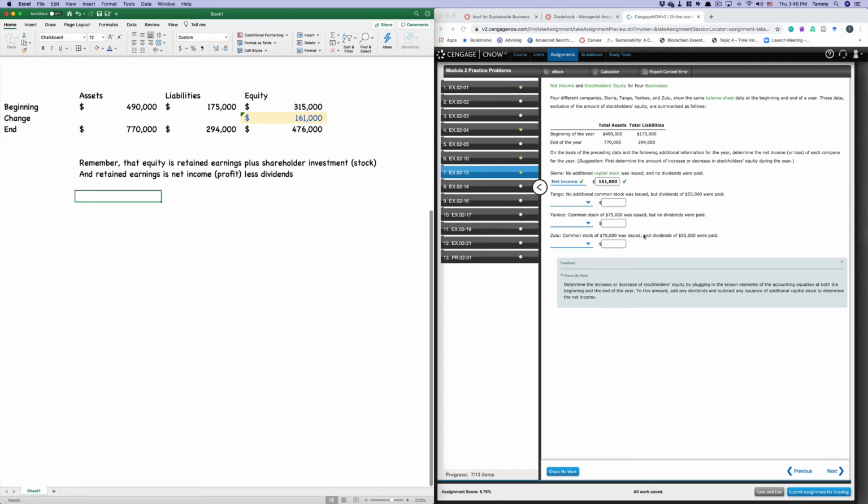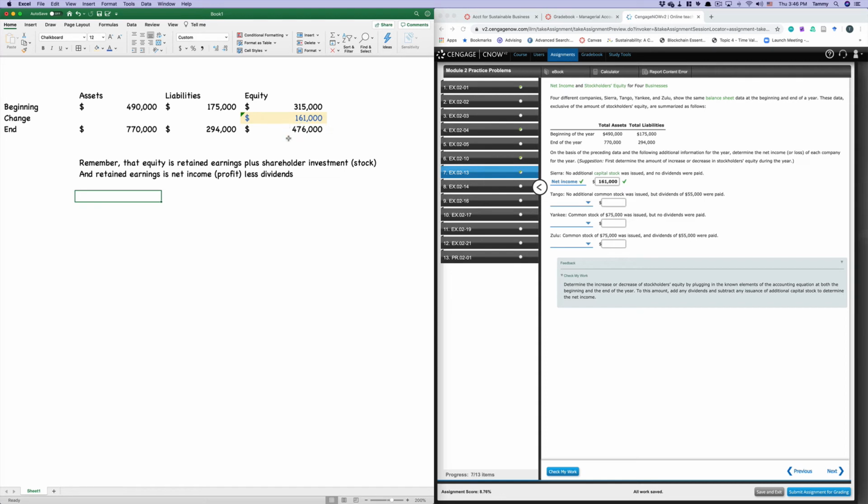So this practice problem, and again, I'm not going to solve them out for you any further, but this practice problem is designed to have you think through what all these mathematical relations are. Okay, so equity is retained earnings plus shareholder investment or capital stock, and retained earnings is net income minus dividends. Right, so all of those equations together go into explaining the change in equity.